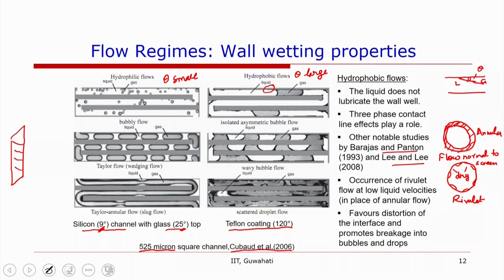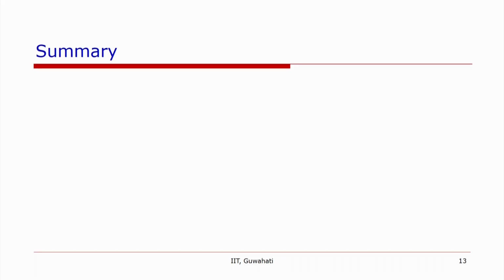So, in general, hydrophobic channels or large contact angles favor the distortion of the gas-liquid interface, because the liquid does not like to be near the wall, so there are always chances of formation of a three-phase contact line. You have gas, liquid and solid touching each other, and this also promotes breakage of liquids and gas into bubbles and droplets.